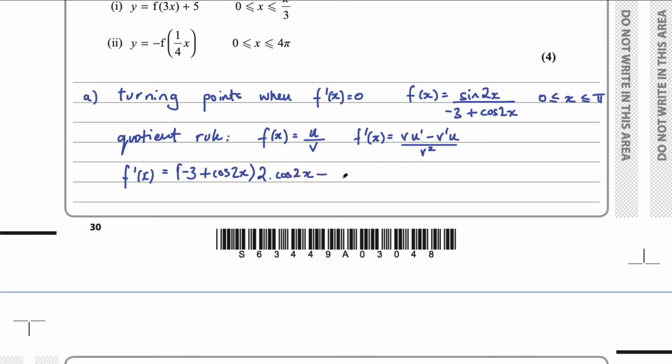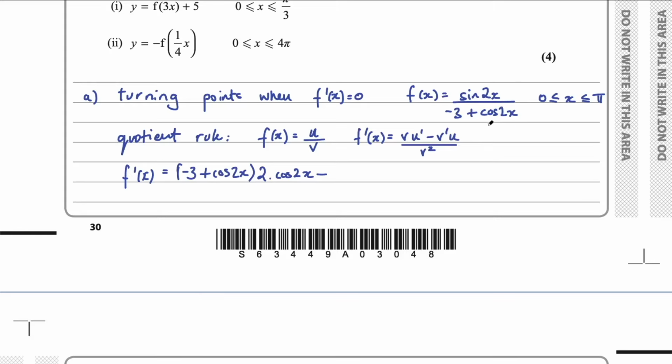And then we subtract the derivative of v. It will be the derivative of this denominator here. So the derivative of the cosine function is negative sine. So again, we need to use the chain rule on that cosine 2x.